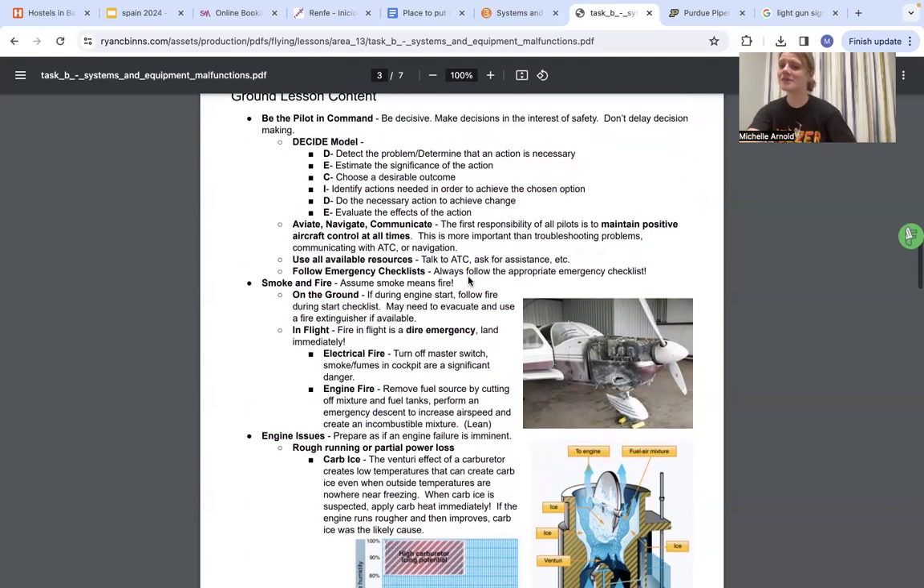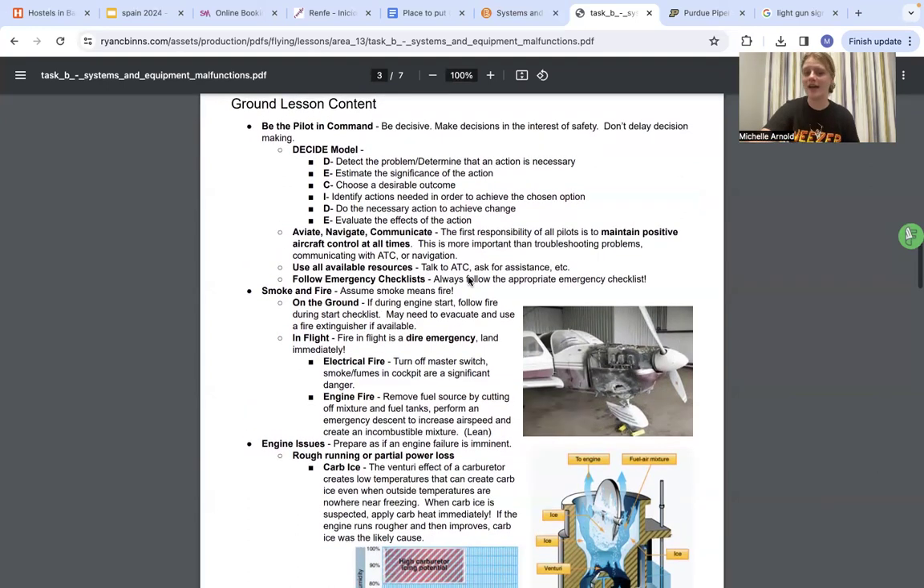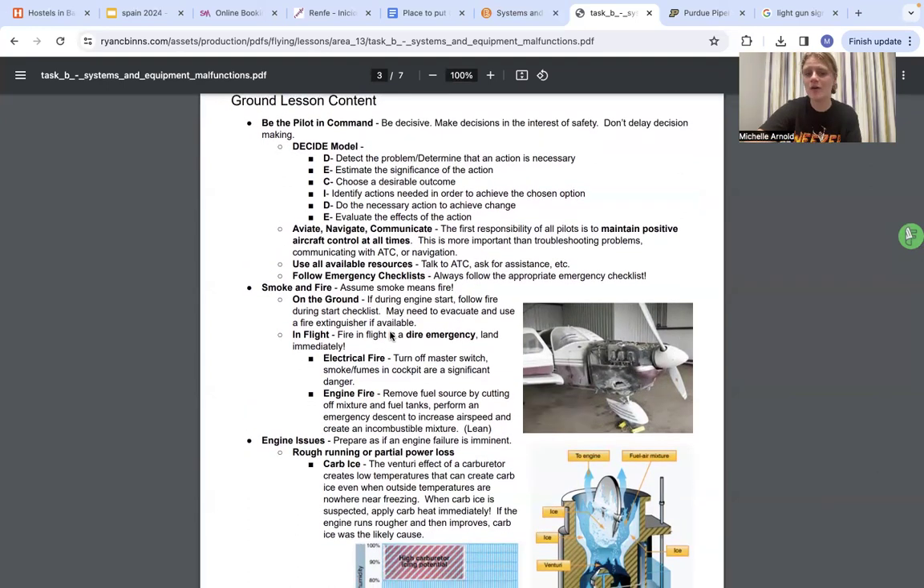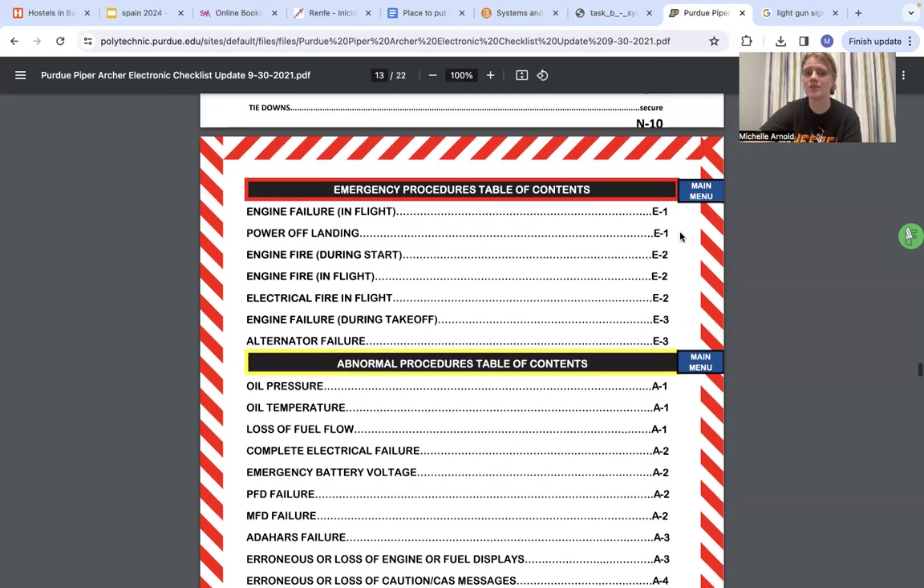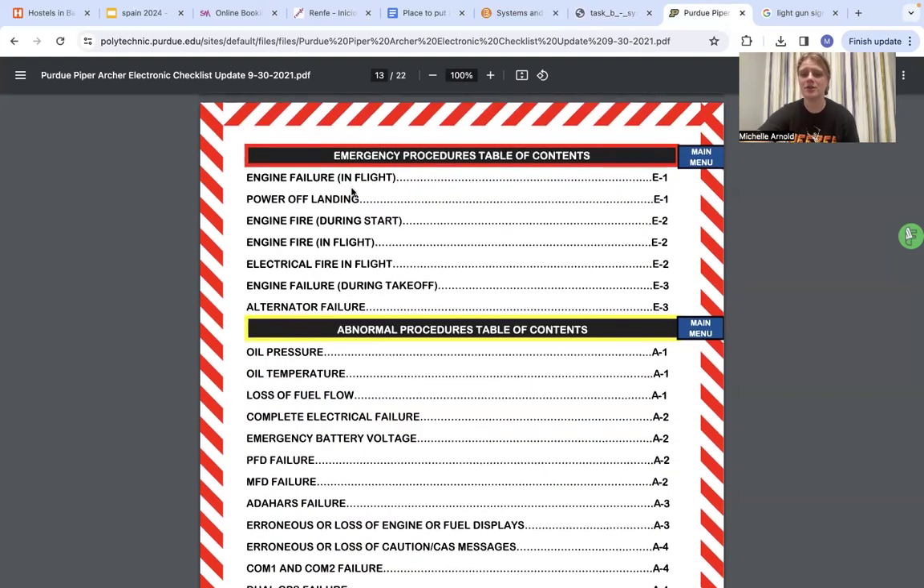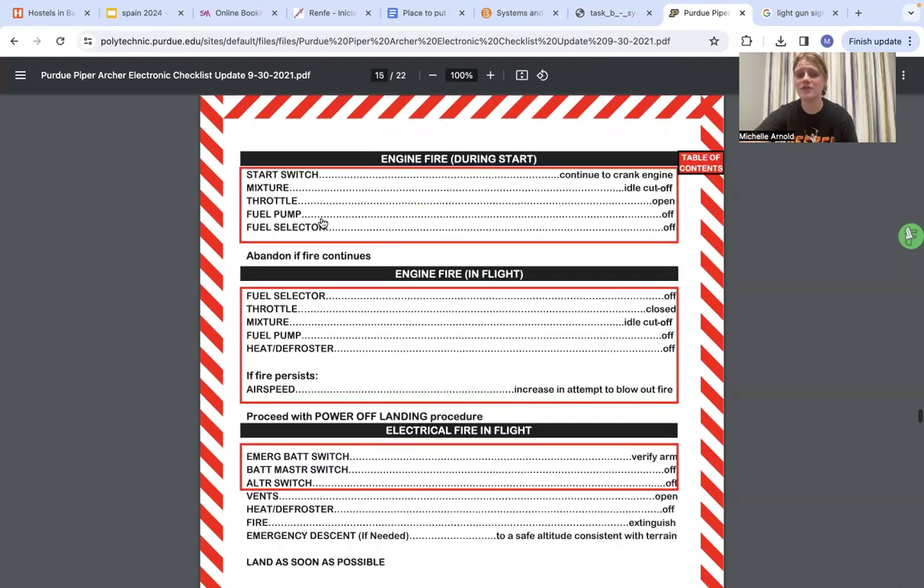All right, so first we're going to talk smoke and fire. So on the ground, if it's during engine start, you're going to follow the fire during start checklist. So we're going to look at that now. So this is a copy of the Piper Archer electronic checklist. You should have this on your iPad in the planes at all times. And here in the emergency procedure section, you can actually just click on the emergency procedure that you need to do. So if you have engine fire during start, it'll take you right to this.